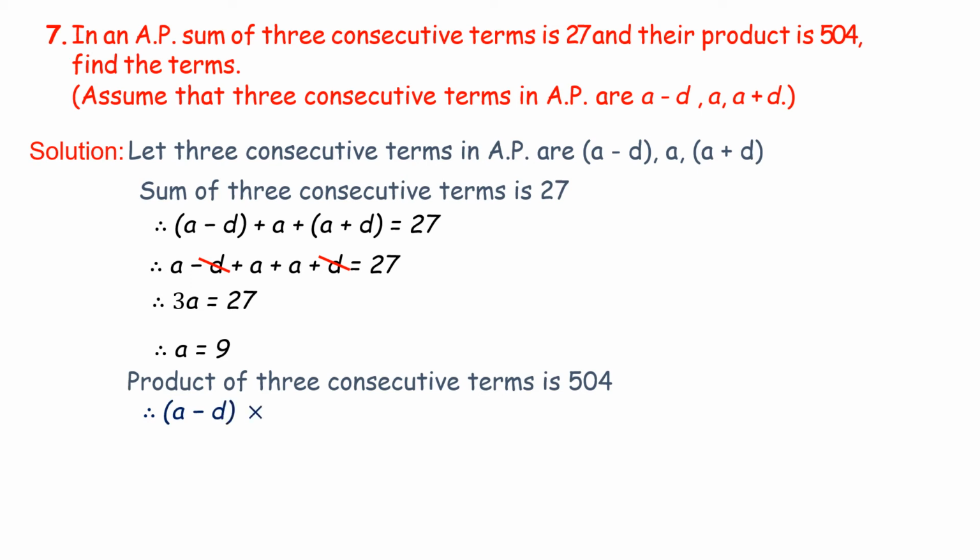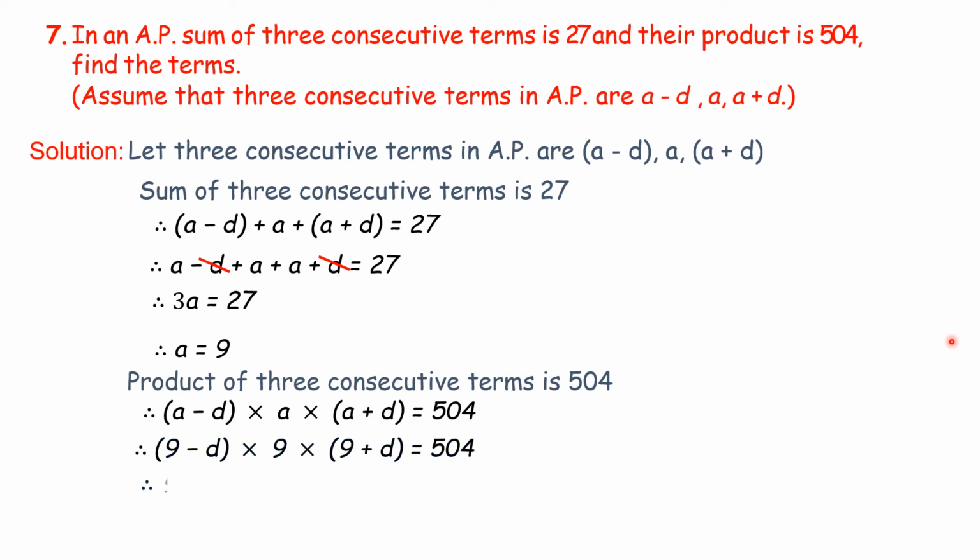(a minus d) into (a plus d) is equal to 504. Now substitute the value of a here: (9 minus d) into (9 plus d). That is 9 square minus d square.